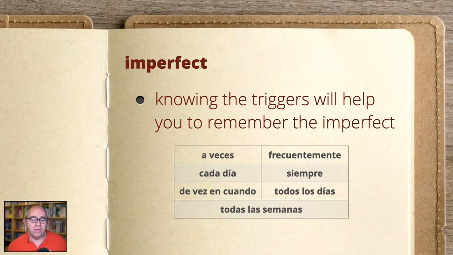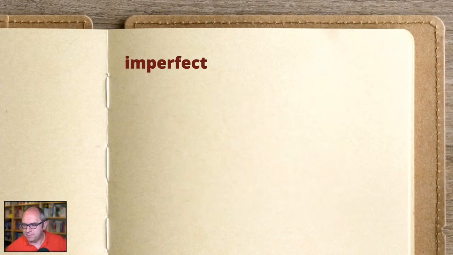So you can see all of these are triggers which describe something that was happening on a regular basis and it was an ongoing thing. So a veces hacía mis deberes delante de la televisión. So sometimes I used to do my homework in front of the television. Siempre hablaba con mi padre por la mañana. I always used to talk with my father in the morning. We're going to look at some more examples here, but those triggers will definitely help you with the imperfect tense.